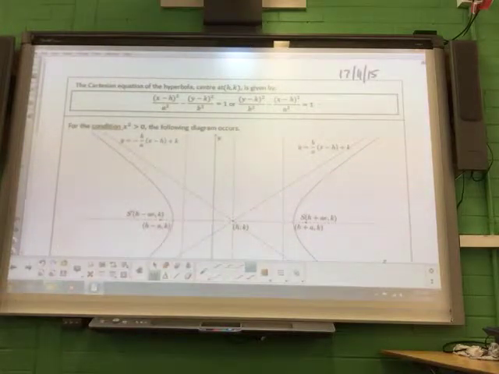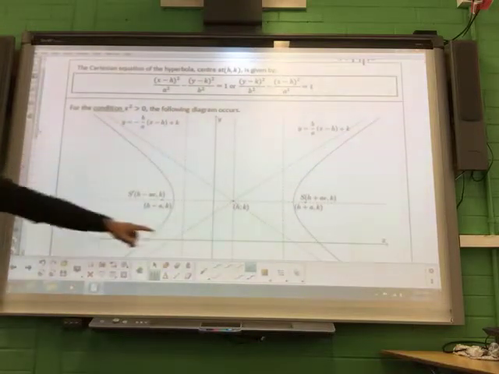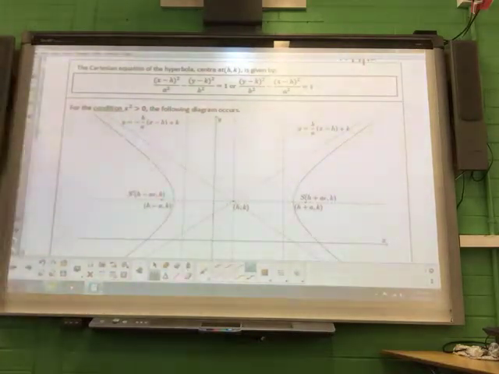Alright, so we're going to continue on with our Cartesian equation of the hyperbola. In the last lesson we looked at the hyperbola where the axis of symmetry is at the origin. And now we need to look at what happens when it's not at the origin. So we have a centre at (h, k) over there.